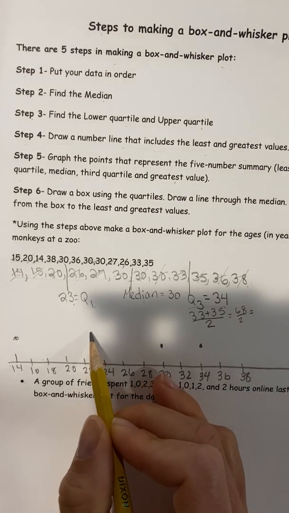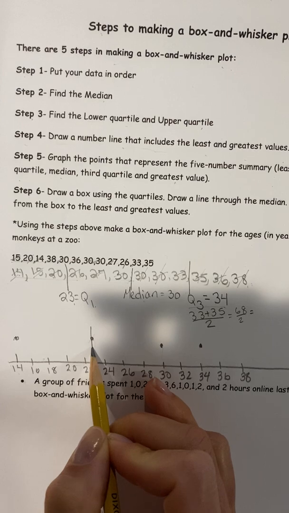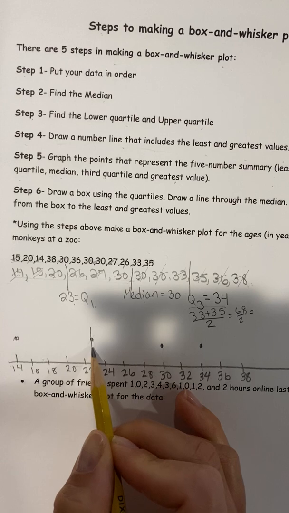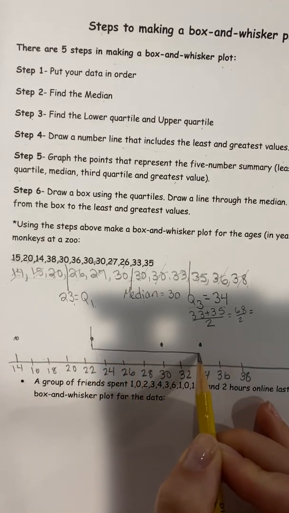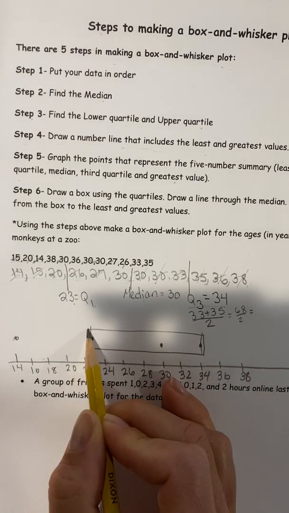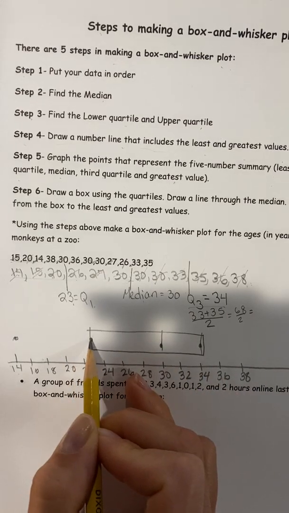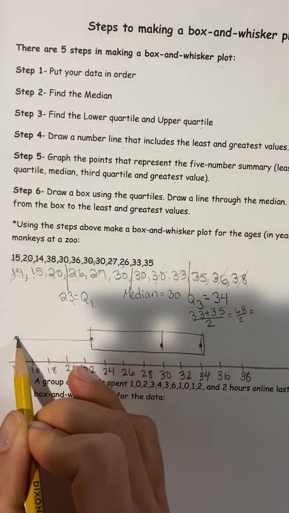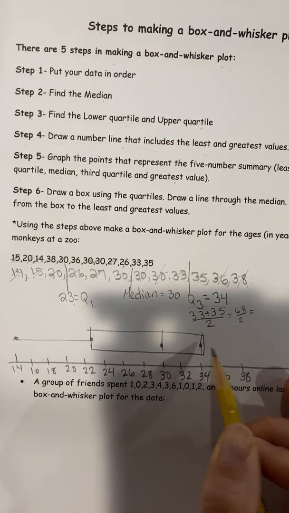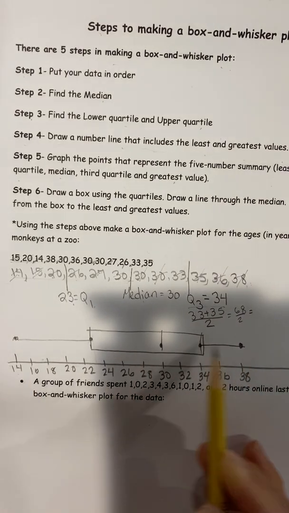So now I'm going to box it in. My sixth step is to draw a box using my quartiles. So from 23 all the way to 34 is my box. Draw a line through the median. So right here is the median. Draw one whisker from the box to the least value. Draw another whisker from the box to the greatest value. Oh, I forgot to put the dot for the greatest value. The greatest value is 38. So my other whisker. So this is a box and whisker plot.